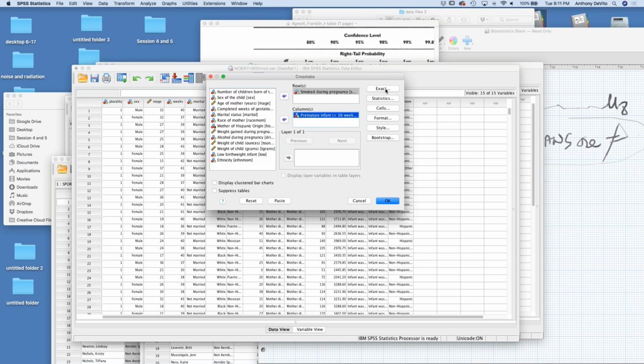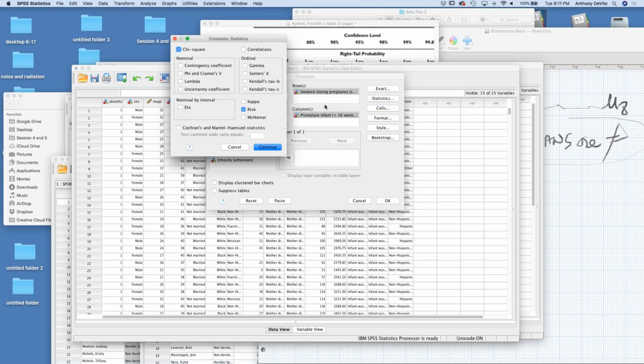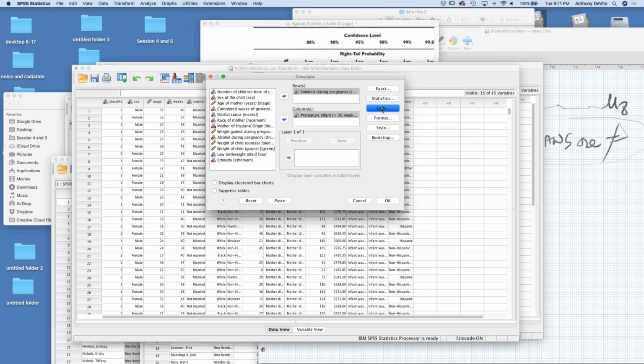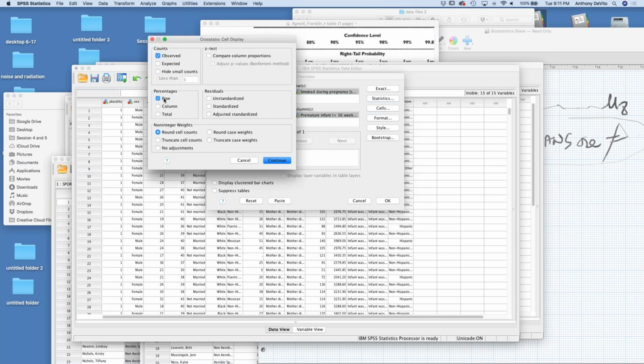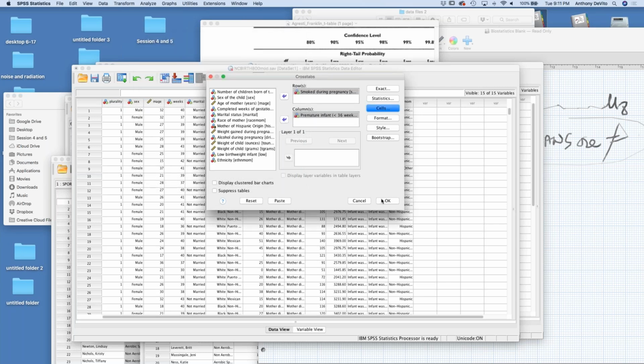And over here, I have a number of boxes I can click. In statistics, it's going to calculate a chi-square statistic. It's going to calculate odds, risk, and relative risk. I'm not going to do those right now. I'm going to skip that. I'm just going to go into cells, and I'm going to tell it, just give me the observed values. I'm going to click continue, and I'm going to click OK.